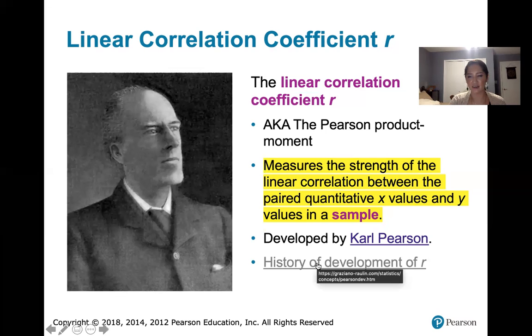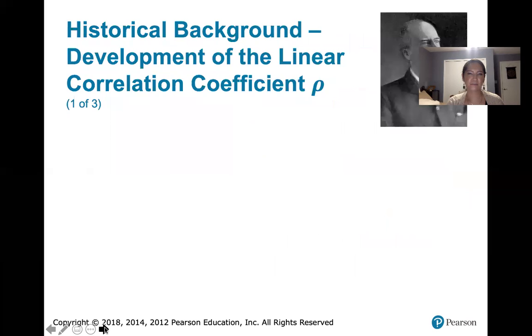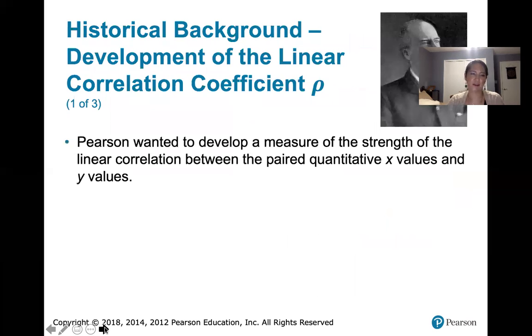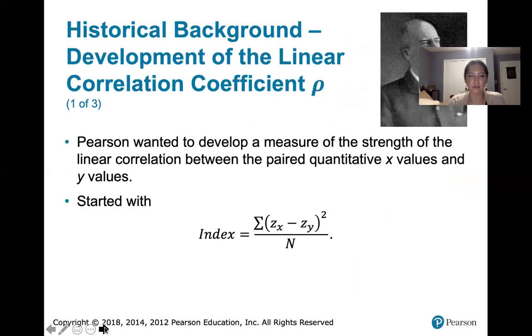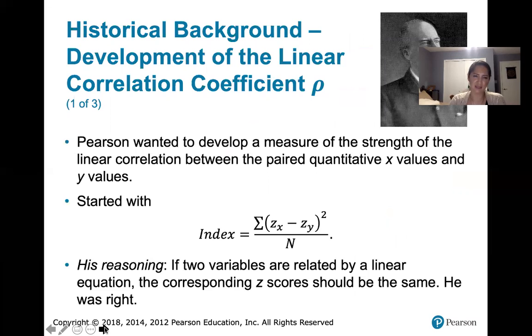If you click here, it will take you to the article where I first learned about the history of the development of the linear correlation coefficient. Not R, but rho. So here's some historical background. Pearson wanted to develop a measure of the strength of the linear relationship between paired quantitative X and Y values. And he started with this. And this was his reasoning.